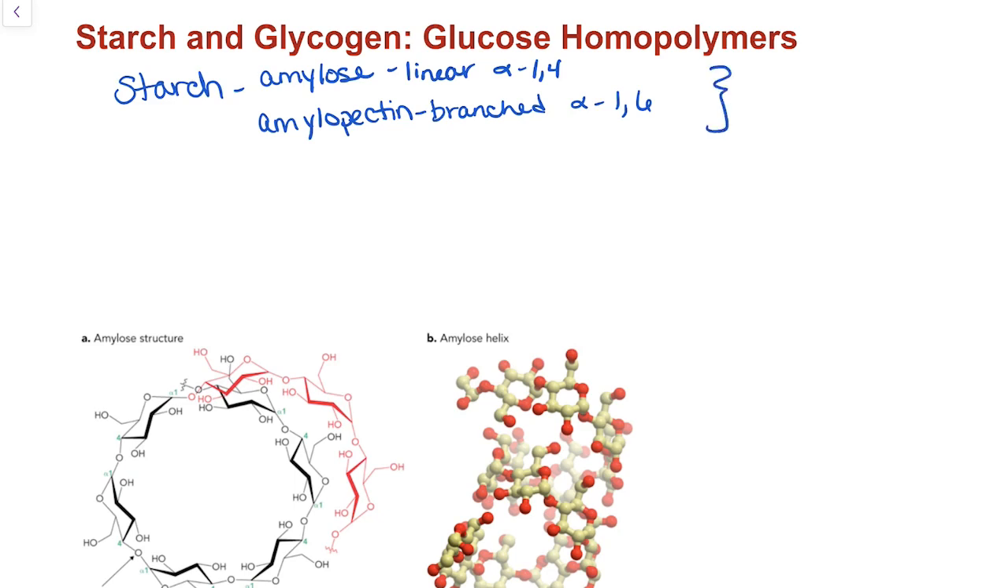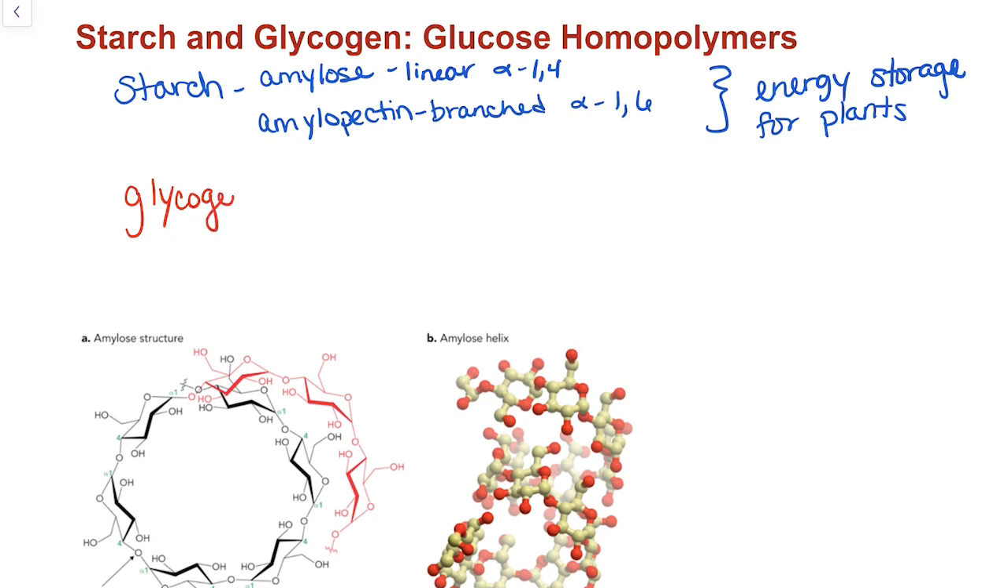This is going to be an energy molecule, and it's energy storage for plants, whereas glycogen, very similar to starch, is going to have also linear alpha 1,4 and then alpha 1,6 branching points. It just branches more than what the amylopectin does.